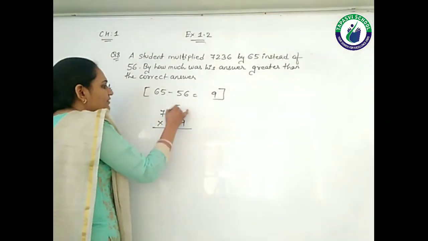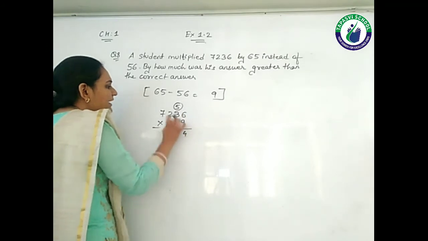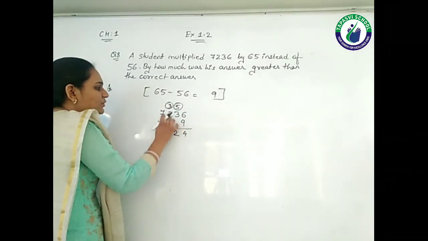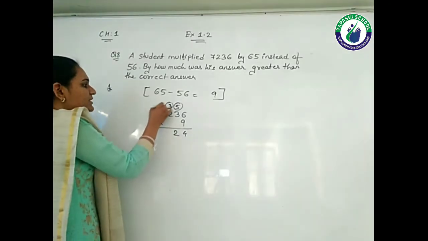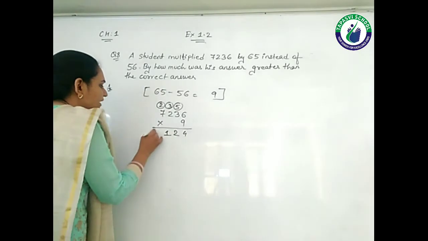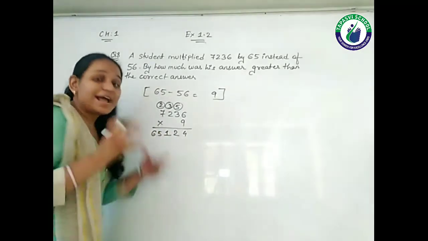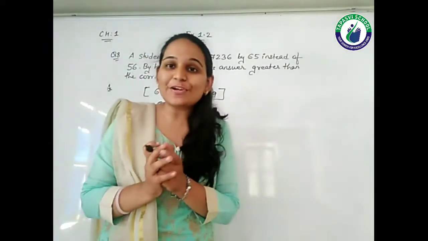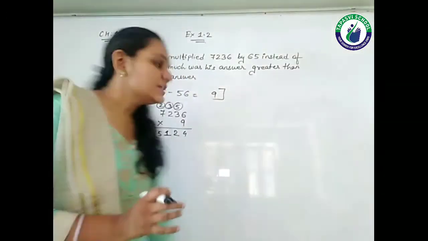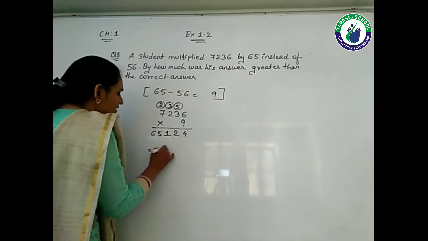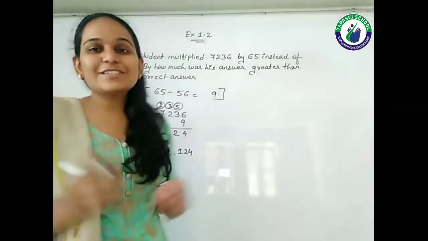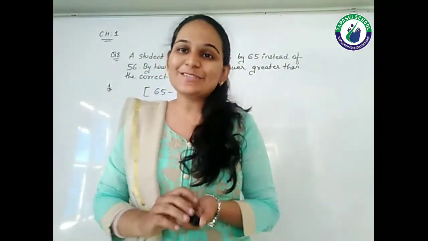6 nines are 54. 9 threes are 27 plus 5, that means 32. 9 twos are 18 plus 3, that means 21. 9 sevens are 63 plus 2, that means 65. So the actual difference between the products was 65,124. So this much was the mistake made by the student.